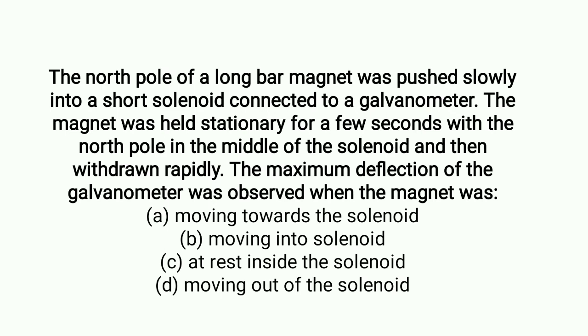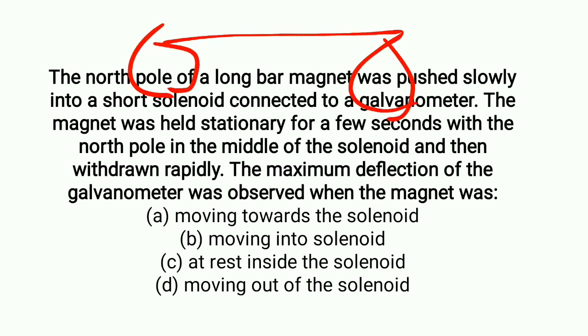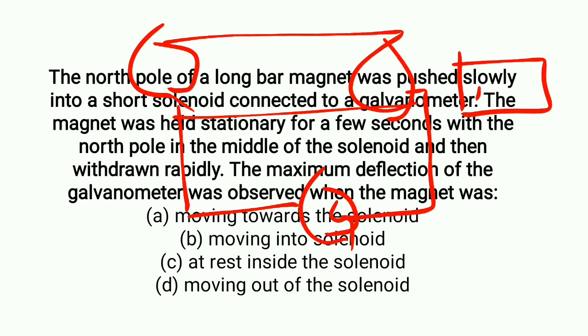So here we have one solenoid, and this is the galvanometer connected to the solenoid, and here we have the bar magnet, that is north and south. So here we have to find out when the galvanometer will show the maximum deflection.